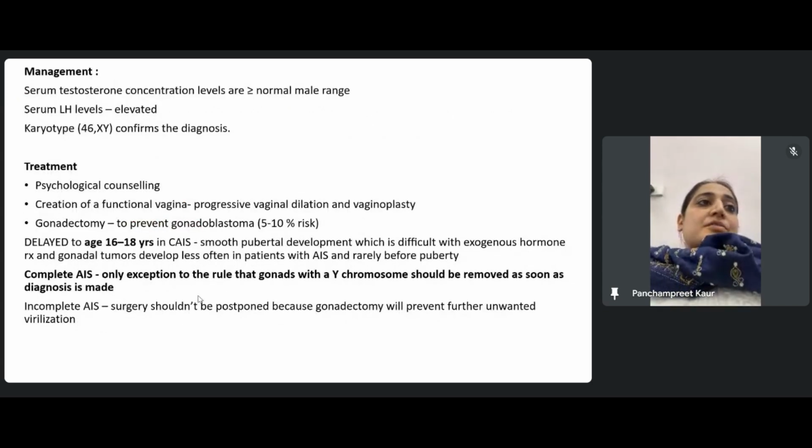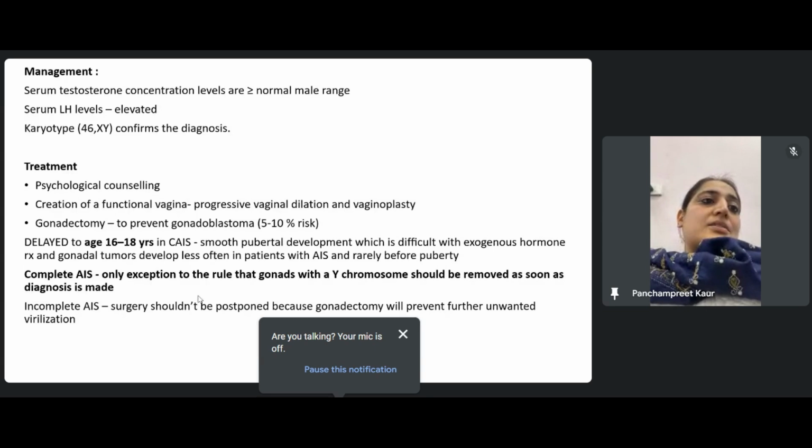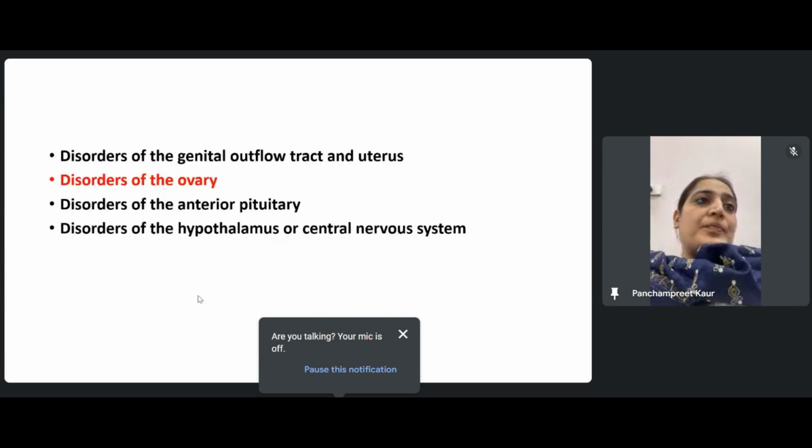So the LH levels and testosterone levels are high. We need psychological counseling for these women. Creation of a functional vagina is a treatment, and also gonadectomy. But there is a catch in this. If there is a gonad with Y chromosome, it should be removed as soon as possible. But complete androgen insensitivity syndrome is the only exception to this rule, because we need the girl to grow up, and then we can do a delayed gonadectomy in these women once they attain the age of 16 to 18 years. However, in cases of incomplete AIS, surgery shouldn't be postponed because gonadectomy will further prevent unwanted virilization.